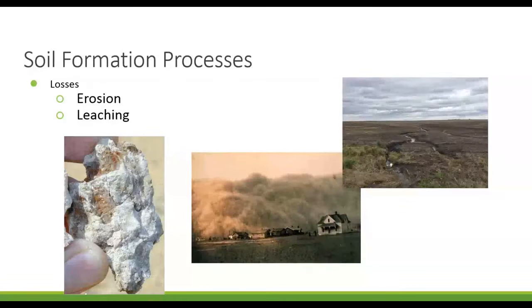Losses is another one of these formation processes. In one case on the left, you see where almost all the coatings have been washed off of these particles. And so what we're seeing now is the individual particles, in this case probably of silt, that are left after all the organic matter and iron has been washed off.